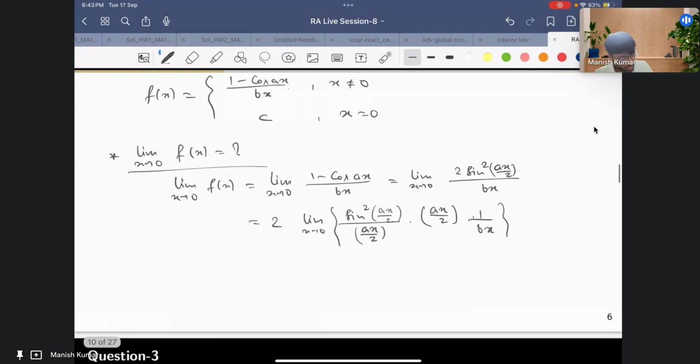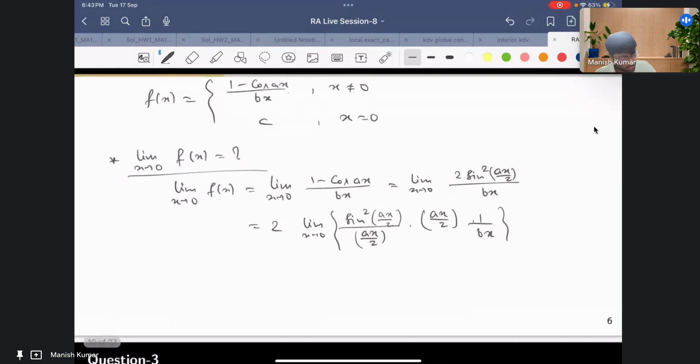Now this is something that I have already proved, that limit x going to 0 of sine x by x, let me write it in terms of y, limit of sine y by y is equal to 1. I'll use that one. So I should put a square here. Let me put the square.